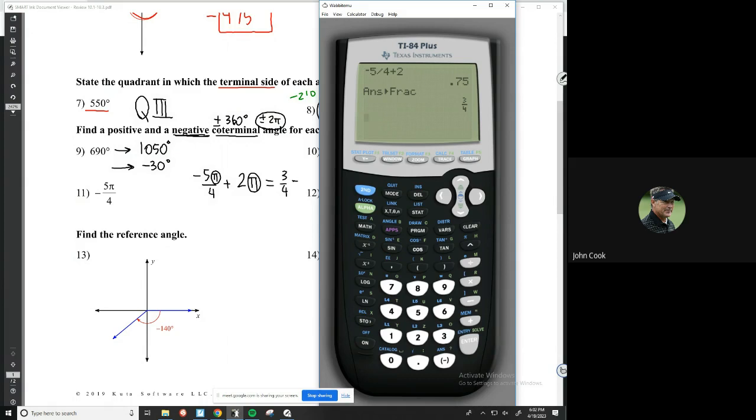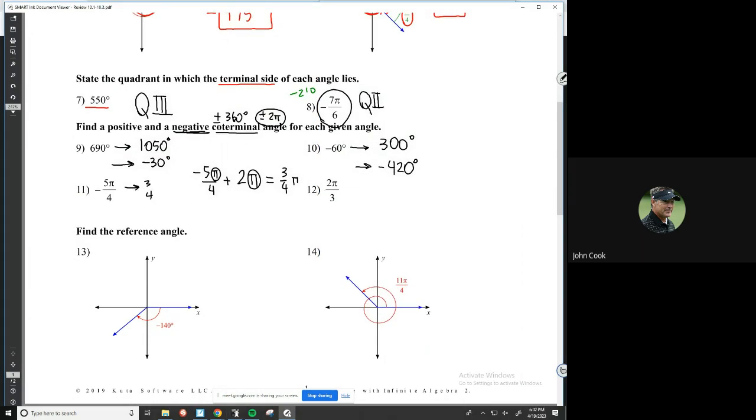So here's the trick for you. Are you ready? Just add or subtract the numbers and then slap a pi on at the end. So that gives us our first positive coterminal angle, 3 over 4 pi. There we go. Now let's find a negative coterminal angle.